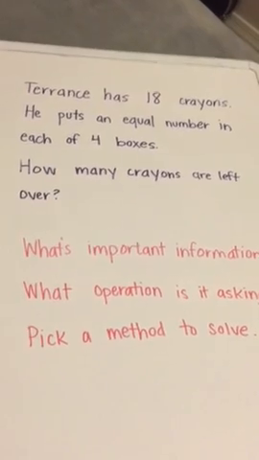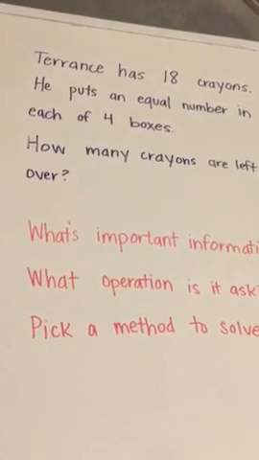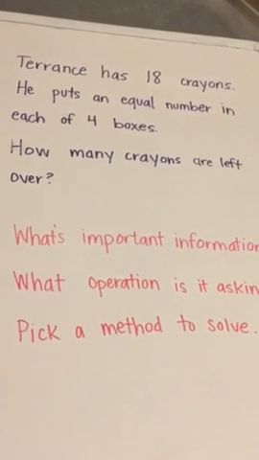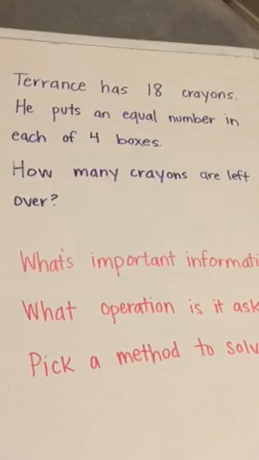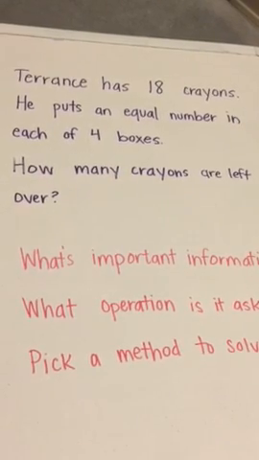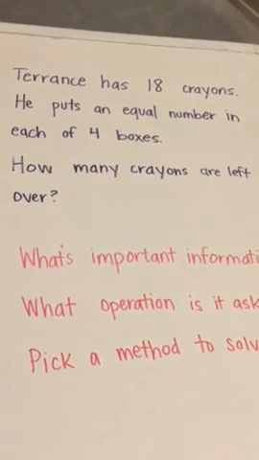So I took the problem on your paper and just changed the numbers a little bit so that it's still familiar. So let's start. The problem says Terrence has 18 crayons. He puts an equal number in each of 4 boxes. How many crayons are left over?